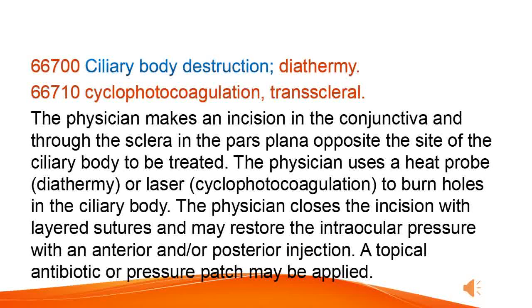Ciliary body destruction, diathermy. Cyclophotocoagulation, transscleral. The physician makes an incision in the conjunctiva and through the sclera in the pars plana opposite the site of the ciliary body to be treated. The physician uses a heat probe, diathermy, or laser cyclophotocoagulation, to burn holes in the ciliary body. The physician closes the incision with layered sutures and may restore the intraocular pressure with an anterior and/or posterior injection. A topical antibiotic or pressure patch may be applied.